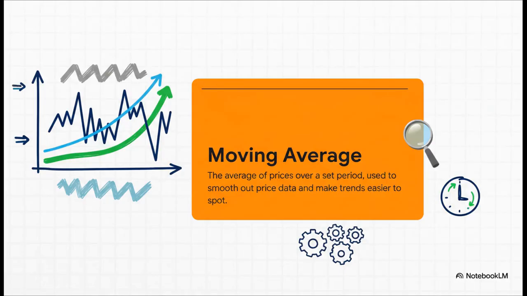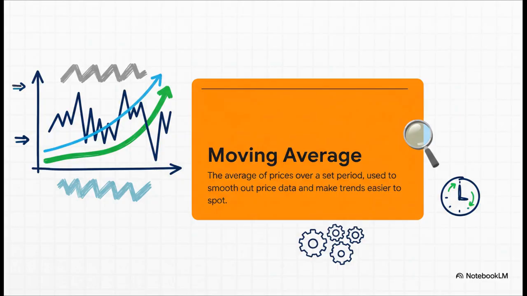So what even is a moving average? At its heart, it's pretty simple. It's just the average price of something over a specific number of days. By constantly updating that average as new days pass, you get this one clean, smooth line on your chart. Its main job isn't to predict the future, not at all, but to just clarify the present by getting rid of all that distracting short-term volatility.